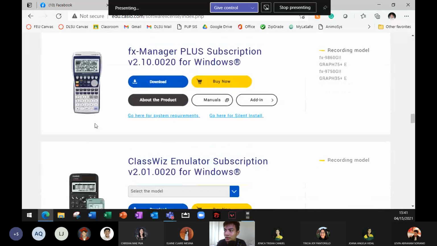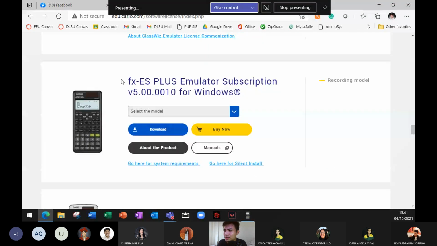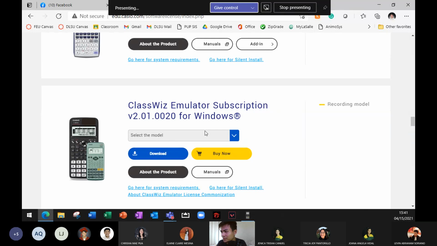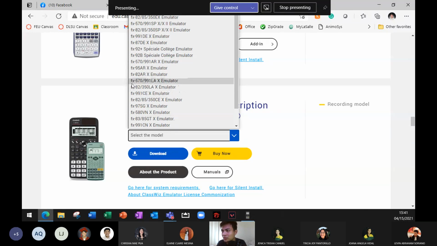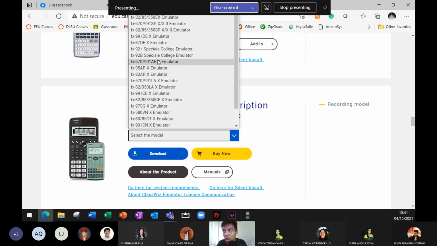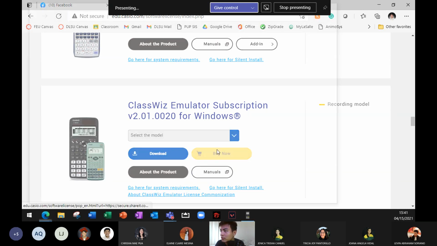Pero ang i-download nyo ay ito. ClassWiz. Class Wiz or itong FS. Pero mas maganda class Wiz na lang. Okay. So, select nyo yung model o 570 or 991. 991 yung dinownload ko dito eh. Download. Free trial lang to for 90 days ata. Pwede nyo rin bilhin, 700 pesos lang daw.